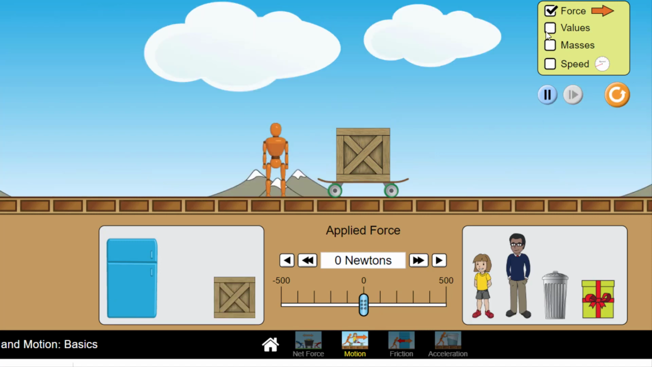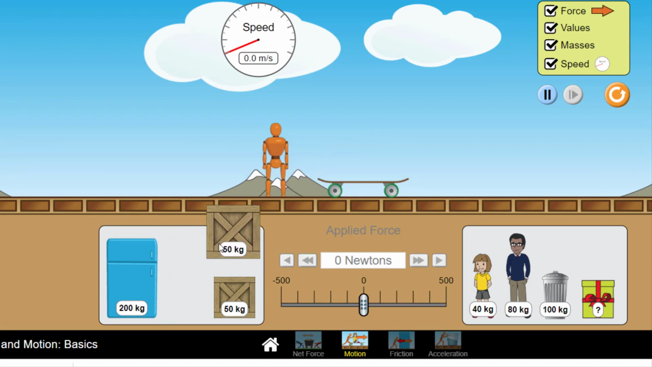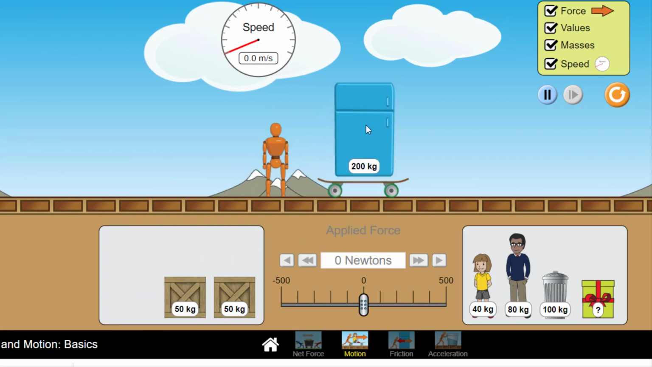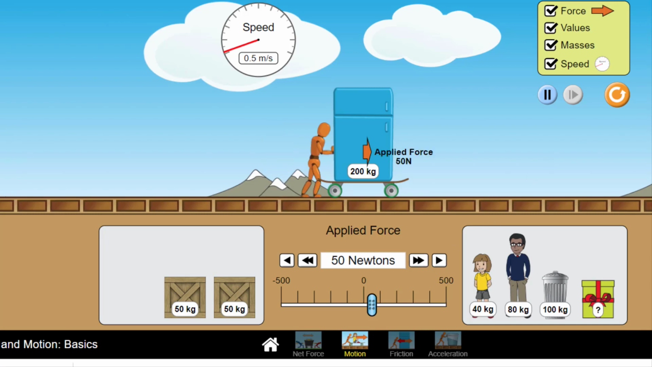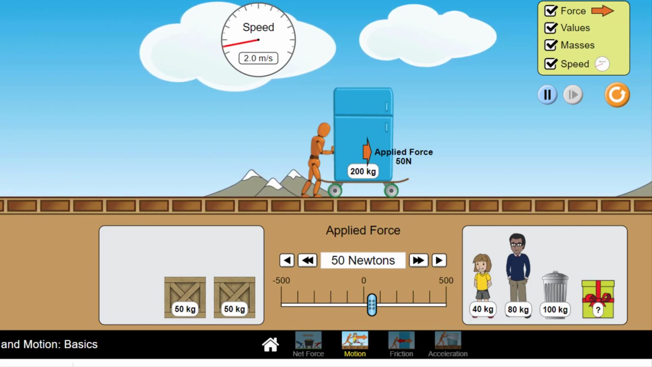We shall keep the values the same up here, masses and speed. This time we'll get the poor guy to move a 200 kilogram fridge. That's twice as much as the 250 kilogram crates. We'll use the same force, and there he goes. You can see it's much harder to accelerate a bigger mass, and this is really the essence of Newton's second law.